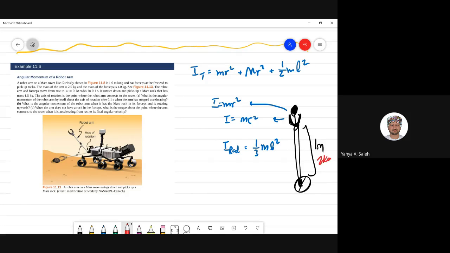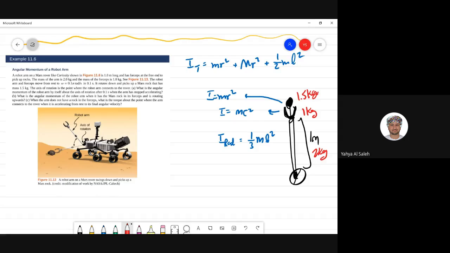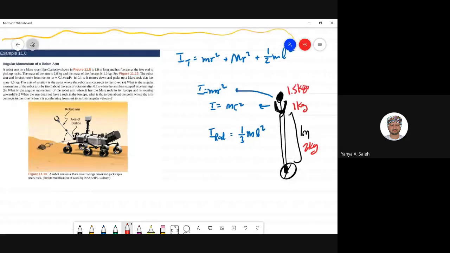The arm weighs 2 kilos. Forceps is 1 kilo. And rock is 1.5 kilos. All right. This is all the information that I need for the time being. Oh, yeah. And omega equals 0.1 pi radians per second in 0.1 seconds.